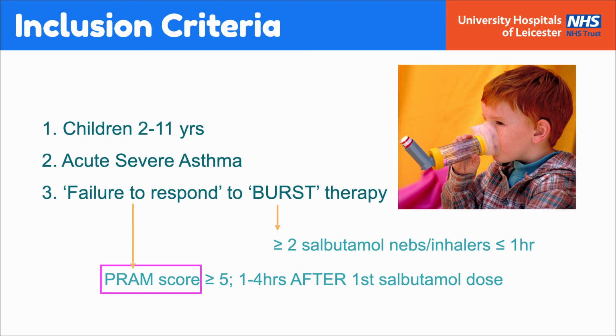Inclusion criteria for enrolment in the study include children between 2 and 11 years of age with acute severe wheeze. Previous diagnosis of asthma is not required for enrolment. And number 3, a failure to respond to burst therapy. Burst therapy here at this centre being defined as greater than or equal to 2 salbutamol nebs or inhalers administered within an hour of each other. And a failure to respond to burst therapy is defined as a PRAM score greater than or equal to 5, 1 to 4 hours after the first salbutamol dose.